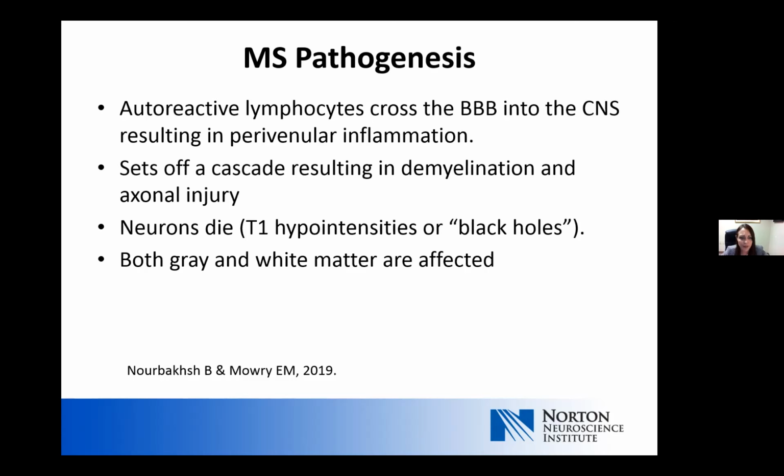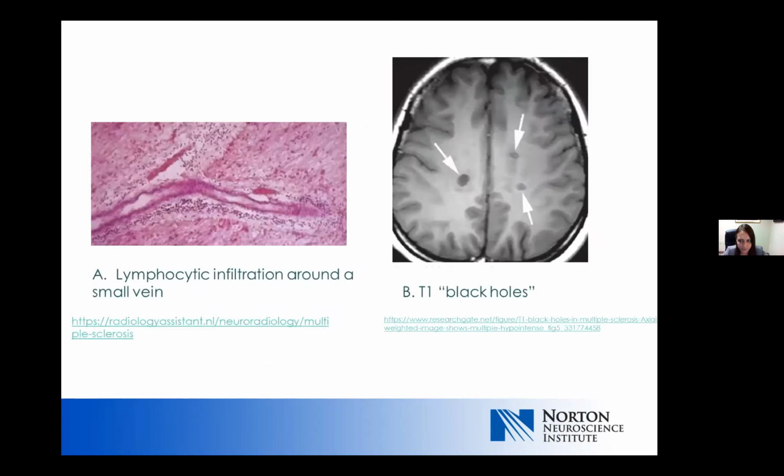Initially we thought MS was really a white matter disease, but now that we have better imaging, we're able to see that it affects both gray and white matter. This first image on the right side shows this lymphocytic infiltration, so lymphocytes around the vein. And then on the other side, there's an MRI image showing these T1 black holes, which can be helpful in making the diagnosis.